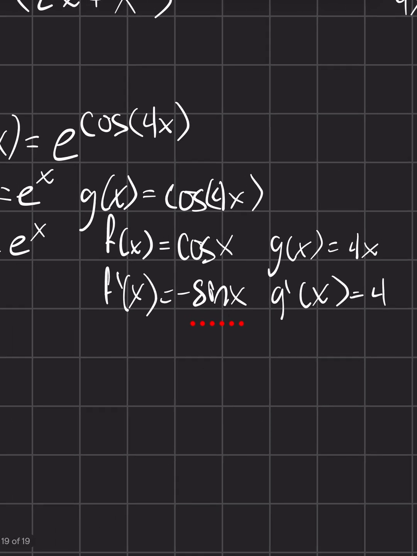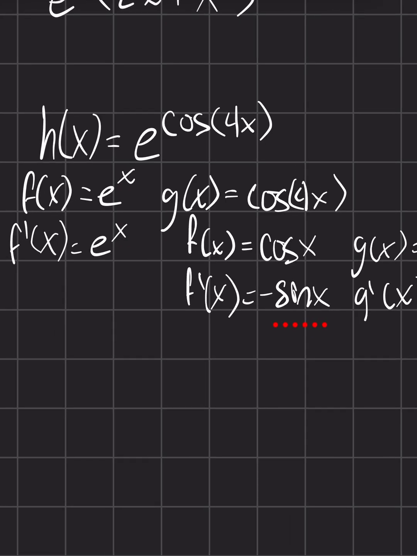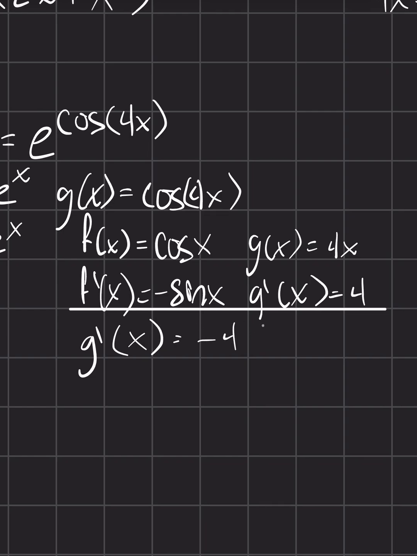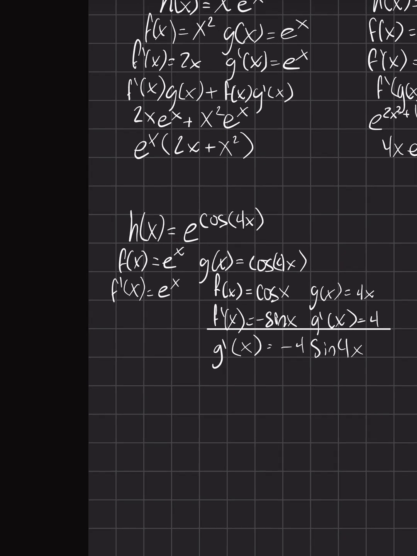You can then say that our actual derivative of g of x, let me put a line here to make it a little bit more clear, the derivative that we've been looking for this whole time, is actually going to be negative 4 sine 4x.